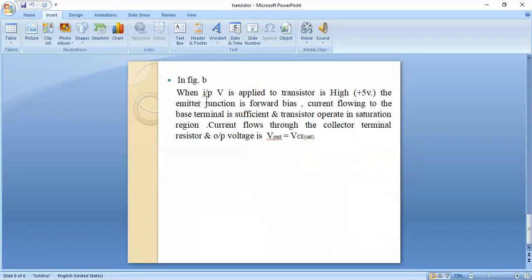So in figure B, when the input voltage is applied to the transistor, the emitter junction is forward biased and the collector junction is also forward biased. So at both terminals current is flowing, and there is a voltage drop at the collector terminal. Hence, the output voltage Vout is nothing but the collector to emitter saturation voltage, whose value is 0.2 volt for silicon and 0.1 volt for germanium. So this is the transistor which is used as a switch.